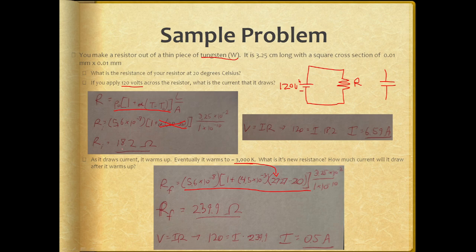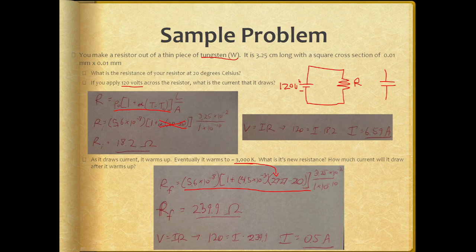But in this particular case, let me check real fast. 9 divided by 18.2. It's 13 times bigger. The resistance is 13 times bigger at that elevated temperature.